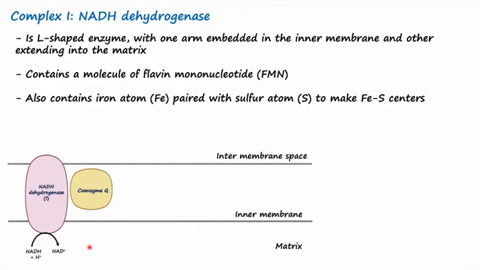And it also contains iron atoms, which are paired with sulfur atoms to form the iron-sulfur centers. And most importantly, it transfers electrons from NADH to coenzyme Q. Now we are going to learn how the electron transfer takes place through complex 1 to coenzyme Q.